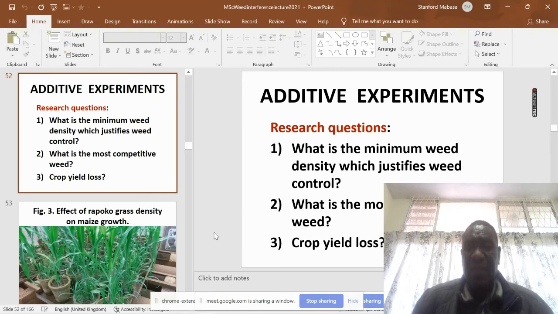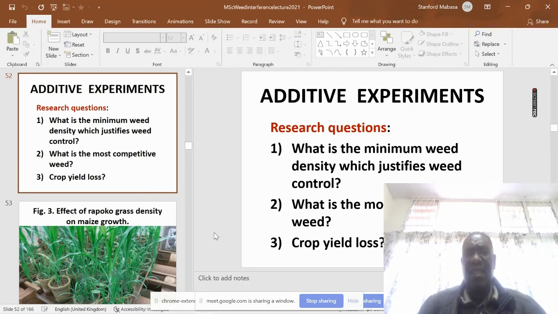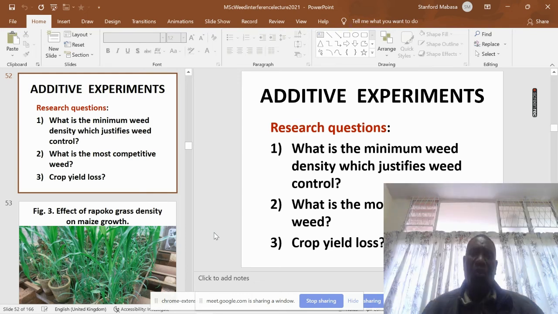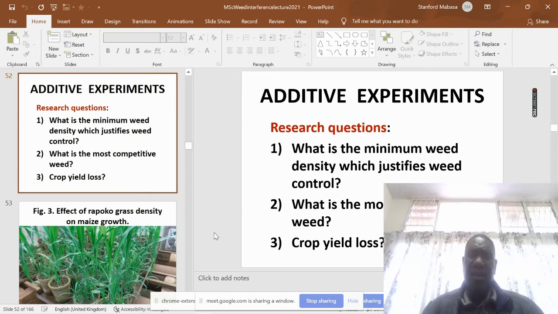Now, in additive experiments, the research questions or objectives which we want to look at are number one, we wanted to define the weed density which can justify weed control. So what is the minimum weed density which justifies weed control?